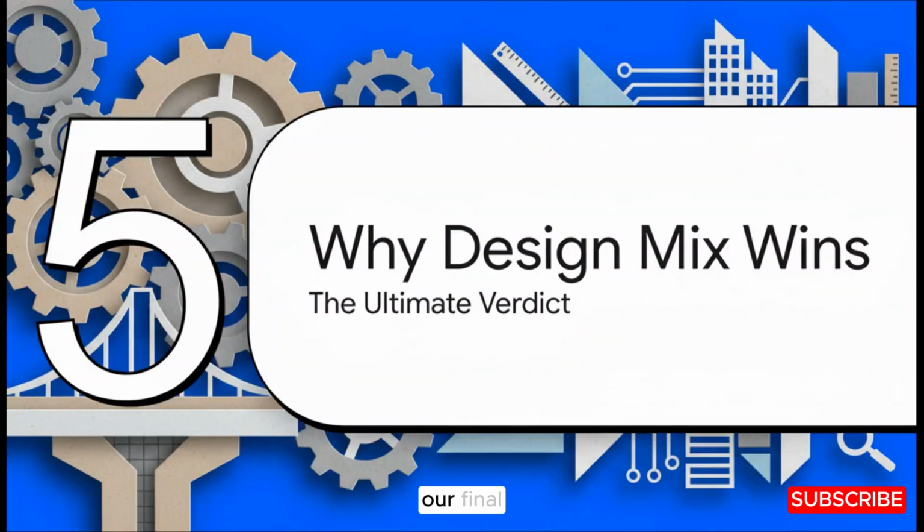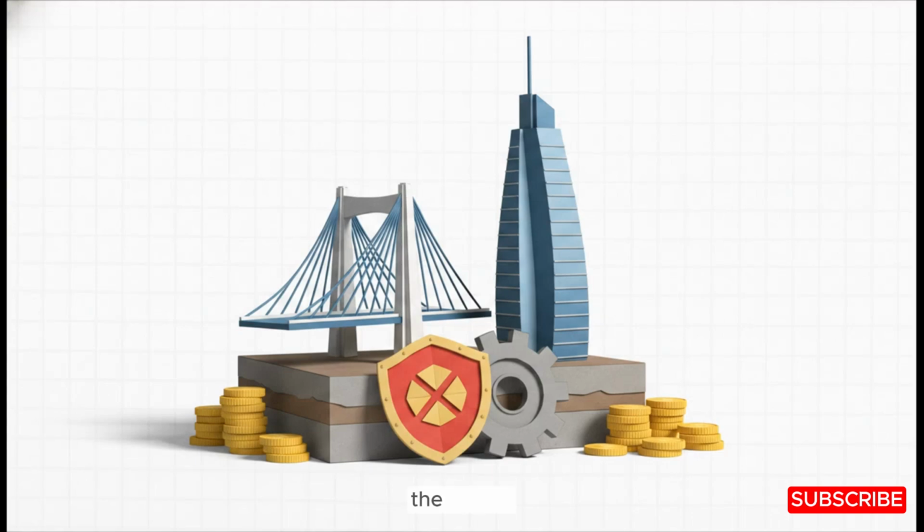Which brings us to our final section, Section 5. Why design mix wins, the ultimate verdict. The crucial takeaway here is that the design mix wins because it saves massive amounts of money by optimizing cement use, and it mathematically manages structural risk. But even more importantly, it is strictly required by code for any high-performance concrete above M20.